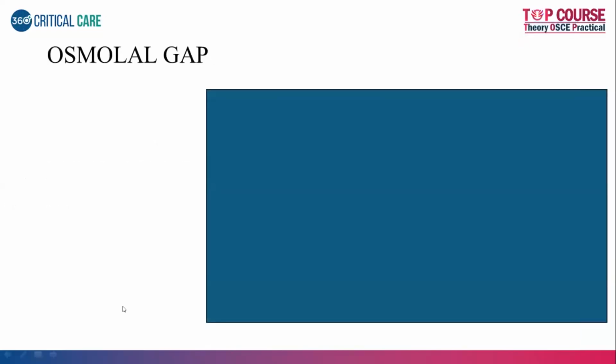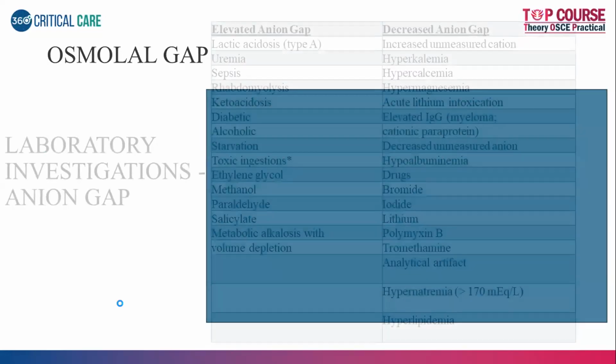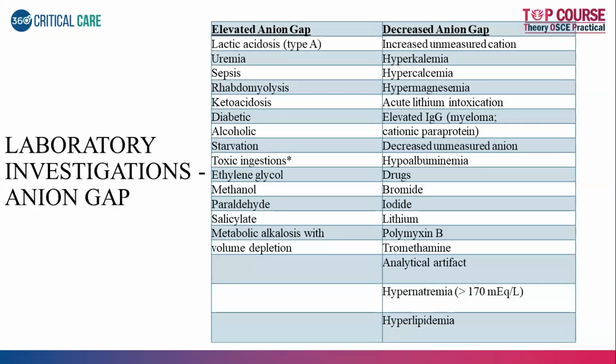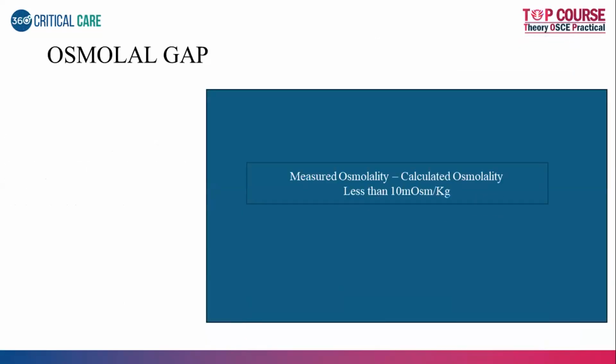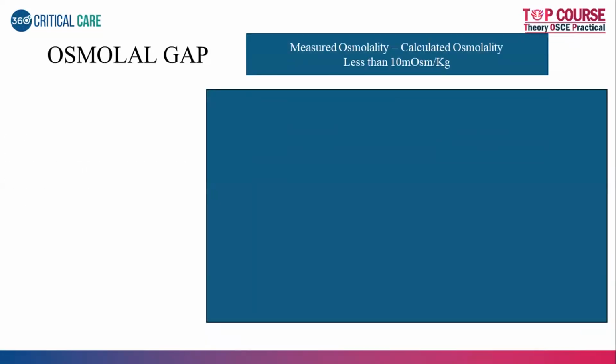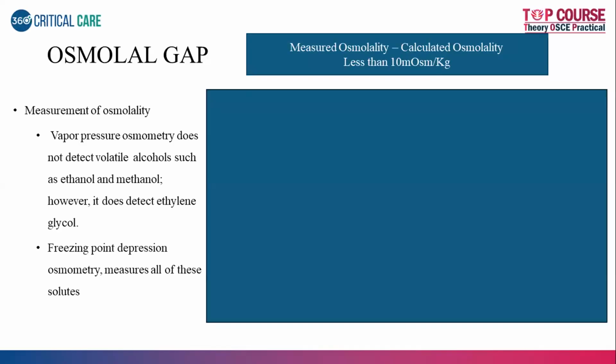Now coming to the osmolar gap. This is very, very important. If the patient has an elevated anion gap, try to calculate the osmolar gap. So what is the osmolar gap? It is measured osmolality minus your calculated osmolality. The calculated osmolality, I know you people know the formula, which includes your sodium, urea.